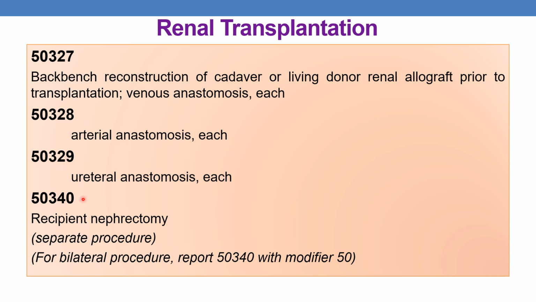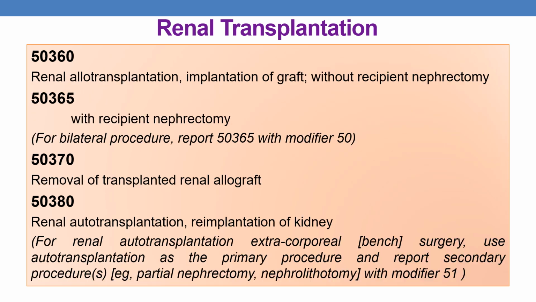The next CPT is 50340. Recipient nephrectomy. For bilateral procedure, you need to use 50340 with modifier 50. The next is 50360. Renal allotransplantation, implantation of graft without recipient nephrectomy. The next is 50365 with recipient nephrectomy. And for bilateral procedure, you need to report 50 modifier. The next CPT is 50370. Removal of transplanted renal allograft. The next is 50380. Renal autotransplantation, reimplantation of the kidney. And for renal autotransplantation, extracorporeal surgery, use autotransplantation as the primary procedure and report secondary procedures. For example, partial nephrectomy, nephrolithotomy with 51 modifier.